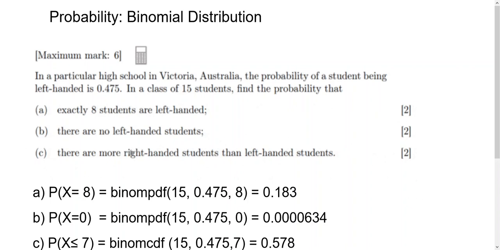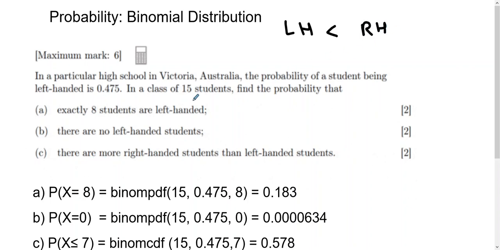Right, now look at the next question. There are more right-handed students than left-handed students. So the number of left-handed students is less than. Now remember, our calculator is only programmed to do less than. So what we are going to do is rephrase the question as the number of left-handed students, LH, is less than the number of right-handed students.